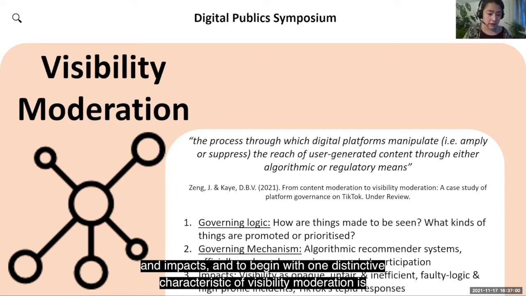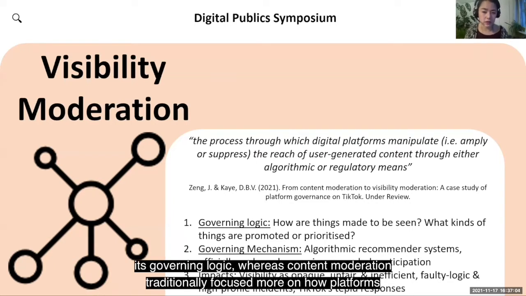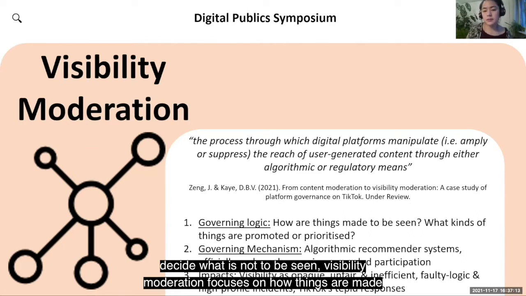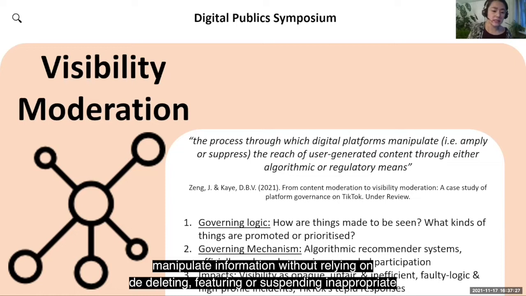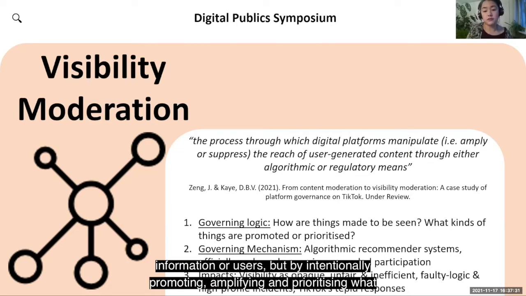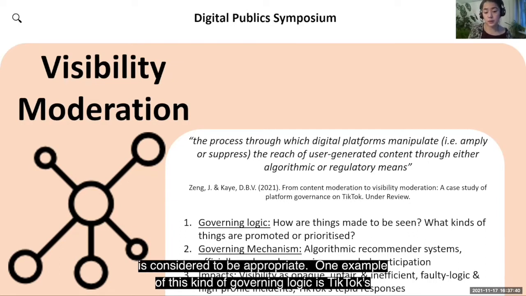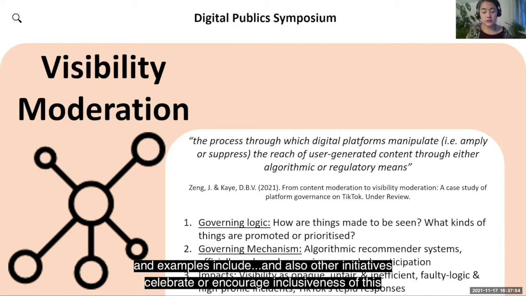And to begin with, one distinctive characteristic of visibility moderation is its governing logic. Whereas content moderation traditionally focuses more on how platforms decide what is not to be seen, visibility moderation focuses on how things are made to be seen. With the rise of algorithmic curation, platforms can now effectively regulate and manipulate information without relying on deleting, filtering, or suspending inappropriate information or users, but by intentionally promoting, amplifying, and prioritizing what is considered to be appropriate. And one example of this kind of governing logic is TikTok's intentional cultivation of trends or challenges that can boost the image of this platform. Such examples include hashtag learn on TikTok or hashtag for climate, and also other initiatives that celebrate or encourage inclusiveness of this platform.